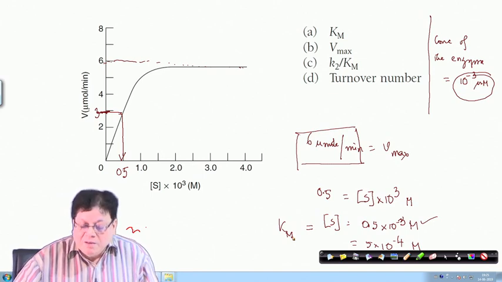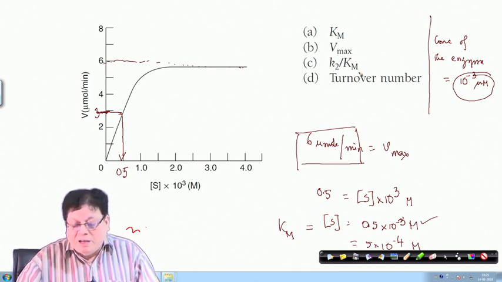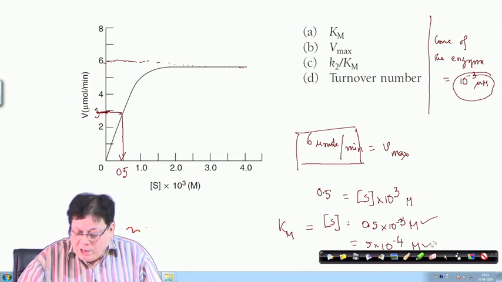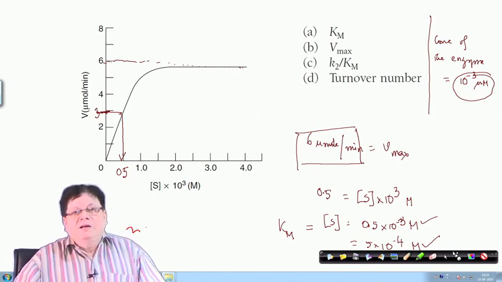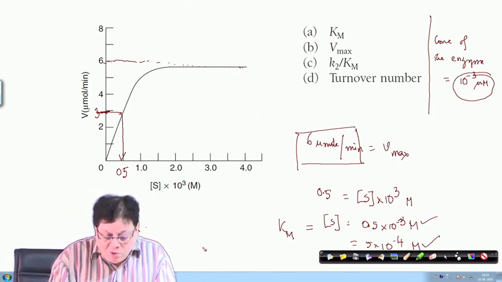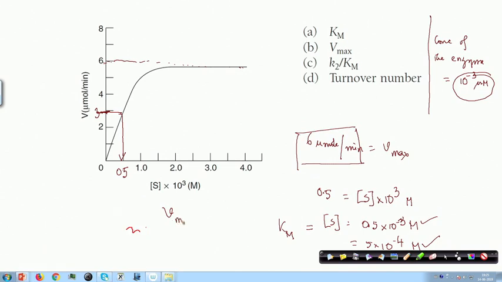What is the third parameter? That is, you calculate k2 by Km. We already have the Km value, but we did not have the k2 value yet. Now, remember from the Michaelis-Menten equation, you know that Vmax is equated as k2 times the enzyme concentration. Remember, k2 is basically what? E plus S going to ES and then ES going to the product P plus E.